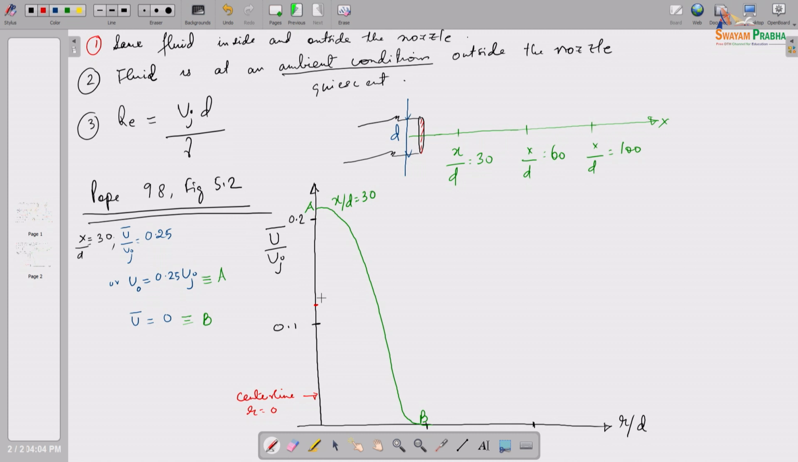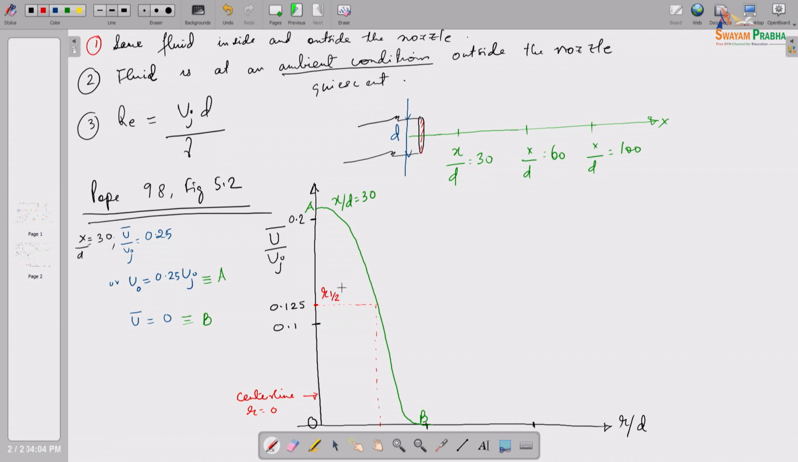So, it is 0.25. So, it should be 0.125 somewhere here, right. Let us call this O. So, half of OA, or you can say BA also, the vertical distance. Half of that is about 0.125. So, this is 0.125 uj. My plot is not to scale, just to mention. Then this distance is basically my r half.